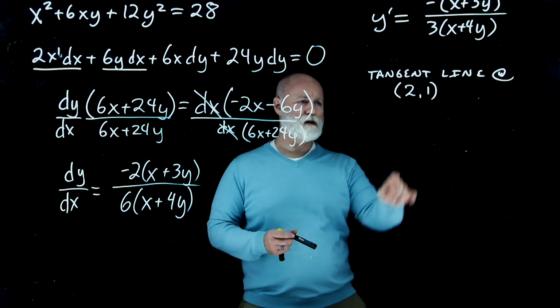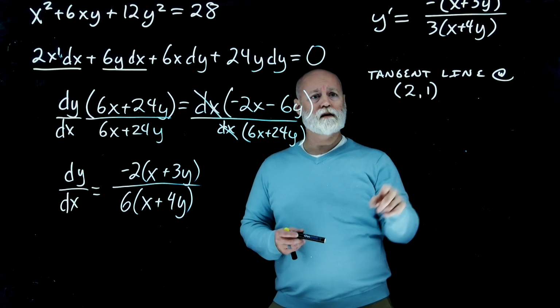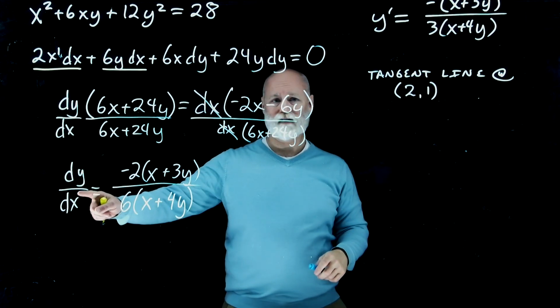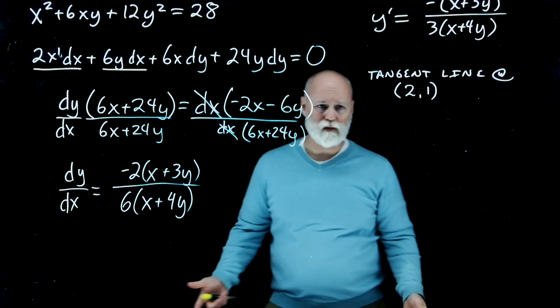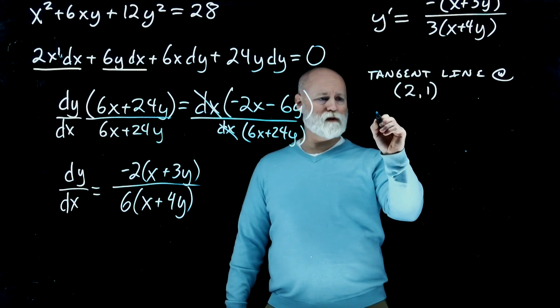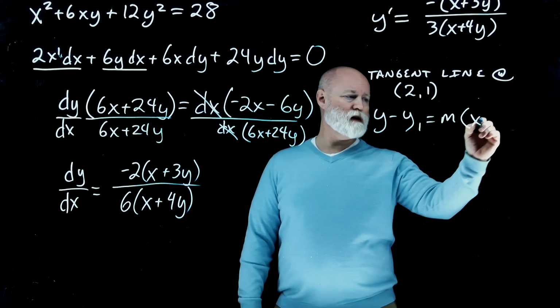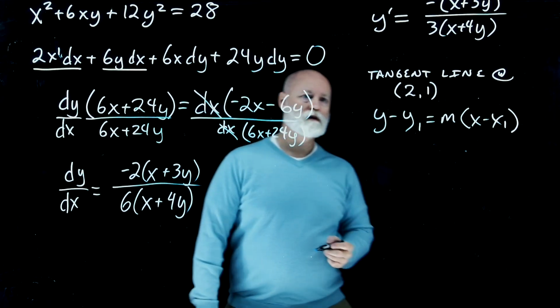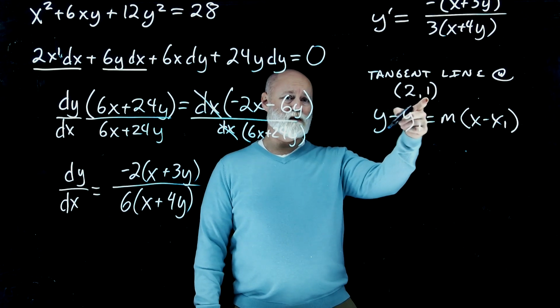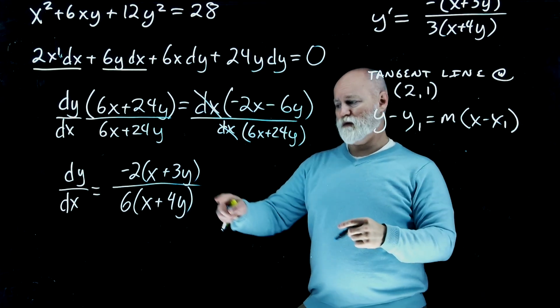Now that we have that and we have some point, we can plug that point into here, and that's going to give us dy dx, which is the slope. We need the slope to find the tangent line. The basic form we're going to be working with here is y minus y1 equals m times x minus x1. We already have x1, y1. We just need the slope now, which is going to come from our first derivative.